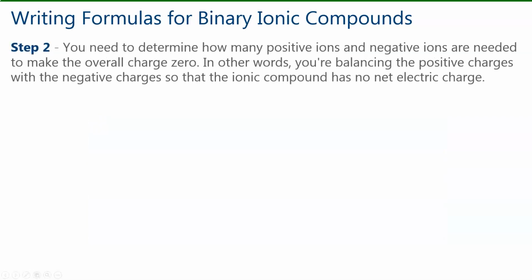For our next step, you need to determine how many positive ions and negative ions are needed to make the overall charge 0. In other words, you're balancing the positive charges with the negative charges so that the ionic compound has no net electric charge. Let's look at magnesium fluoride as an example.